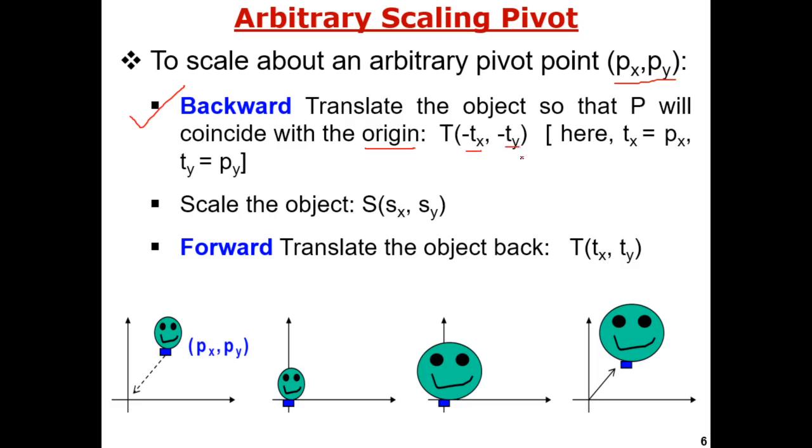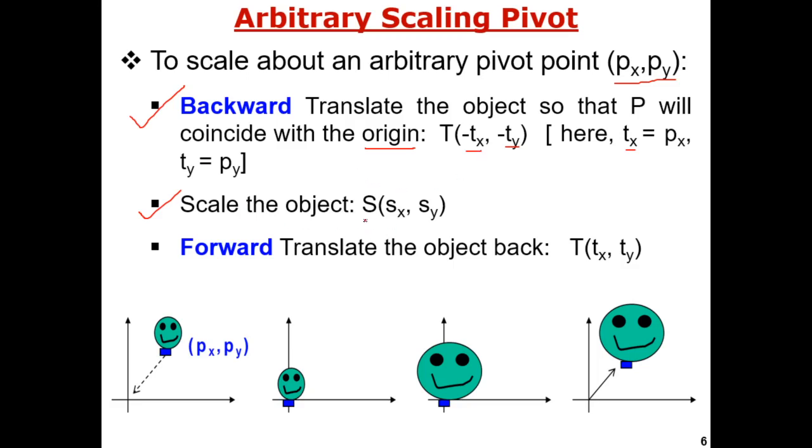I have already explained the translation matrix. In that translation matrix, you write the translation factor with a minus sign. So what are tx and ty? tx is equal to px and ty is equal to py. That's all, nothing else. Then scaling will be performed, because the basic operation of scaling is based on the origin. So the reference point is transferred to the origin, then you apply the scaling, which will affect the other remaining points except that pivot point.